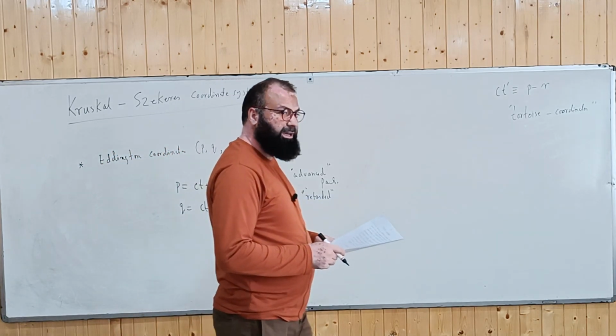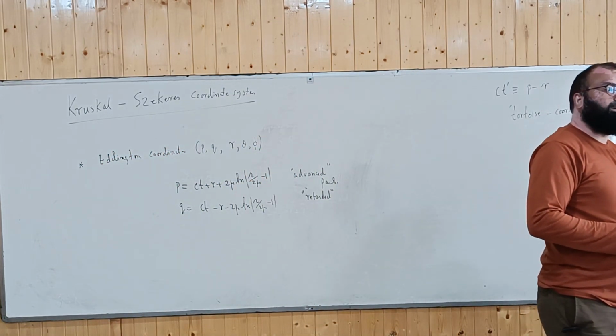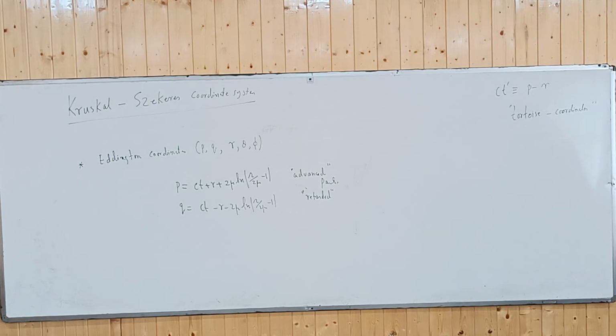So now what we'll do, we'll first write our Schwarzschild metric in terms of this P and Q. We'll eliminate T. So we'll put the line element in terms of P, Q, R, theta and phi. That means, if we are able to do so, we have written our Schwarzschild line element in terms of the Eddington coordinates. Got it? So let's try that.